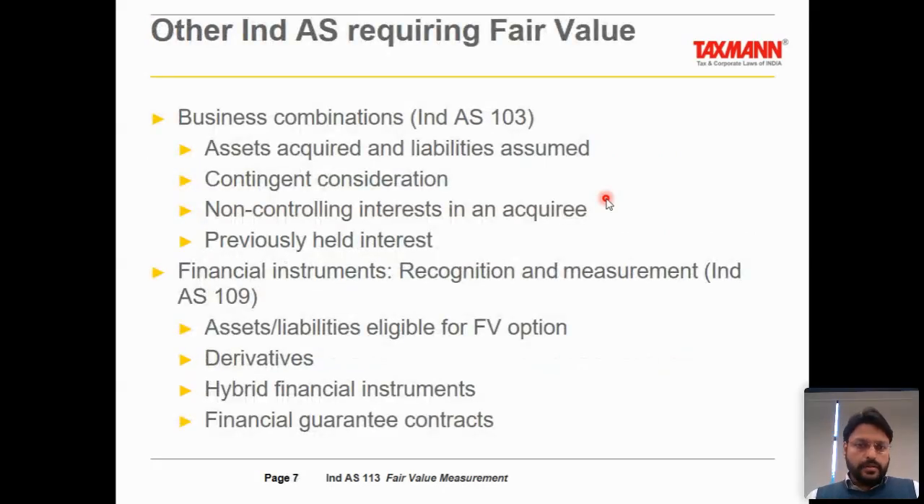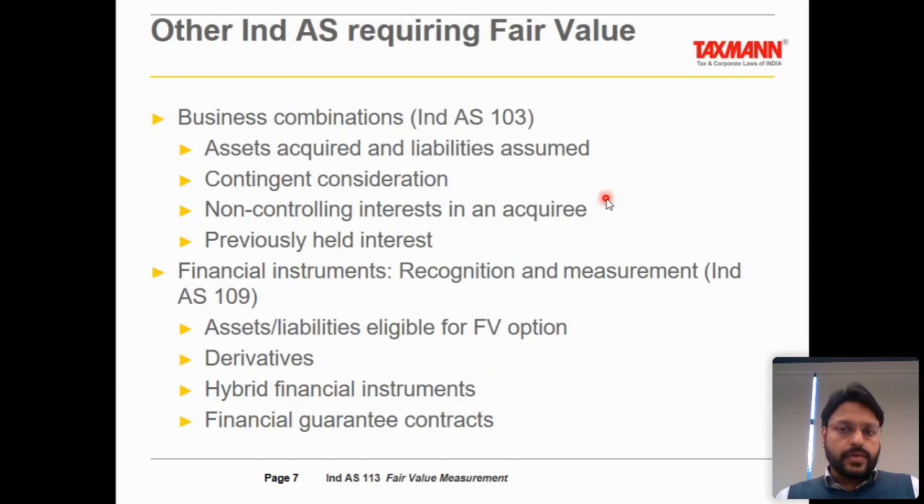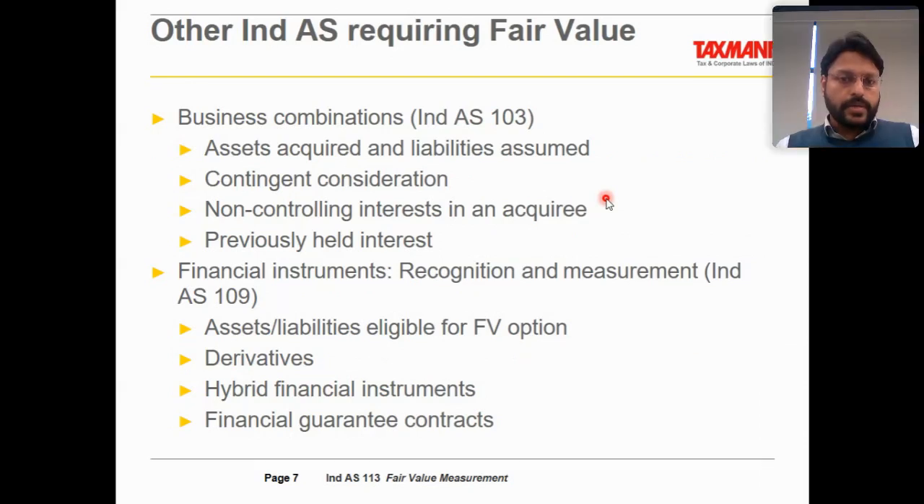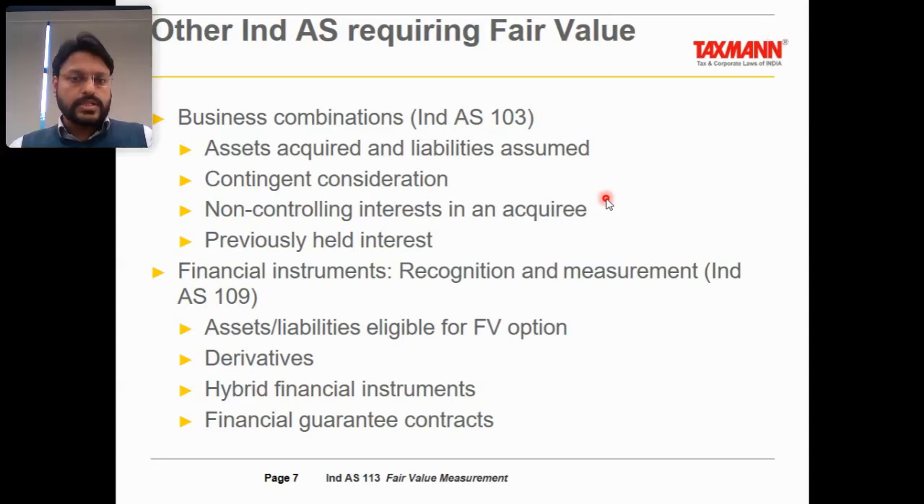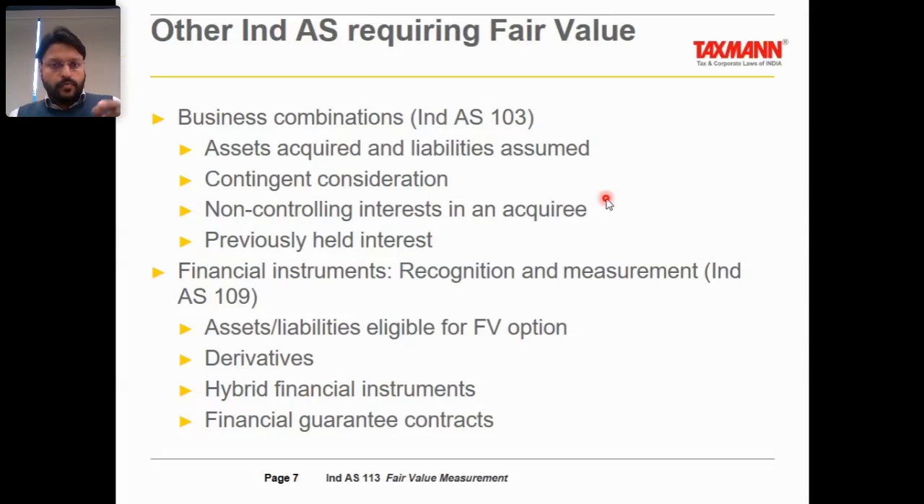So for example, in business combinations, Ind AS 103 requires fair value of assets acquired and liabilities assumed, contingent considerations, NCIs, or previously held interest. So it is 103 that drives the need for fair value measurement. But once the need is there, how fair value will be determined is driven by this standard.